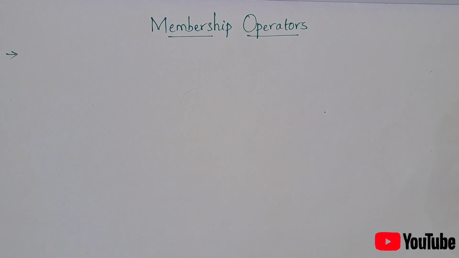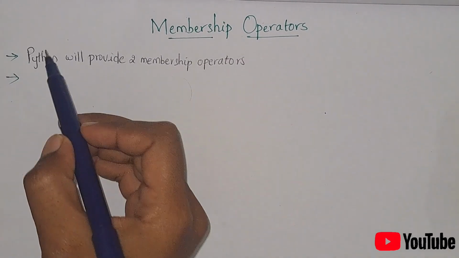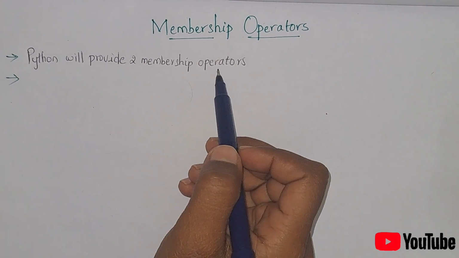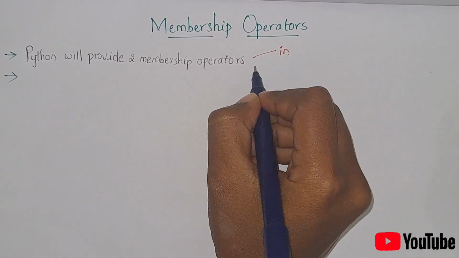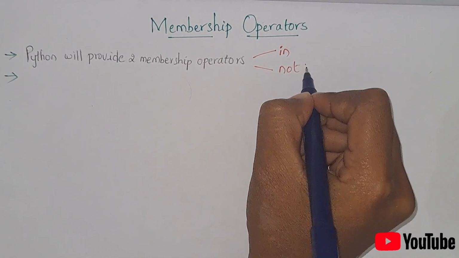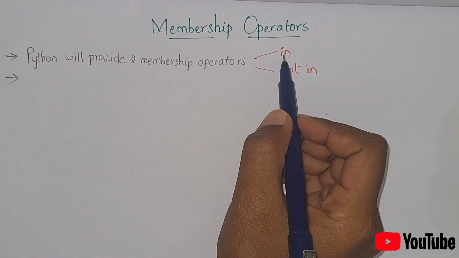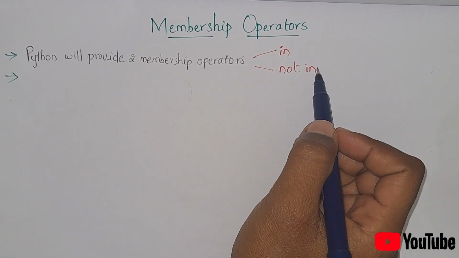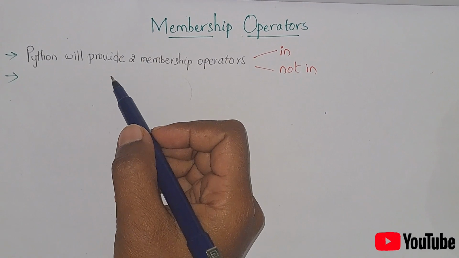In this video, I will explain the membership operators in Python. Python provides two membership operators: the in operator and the not in operator. We use them to check or validate the membership of a given value.